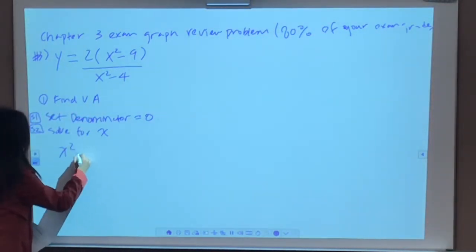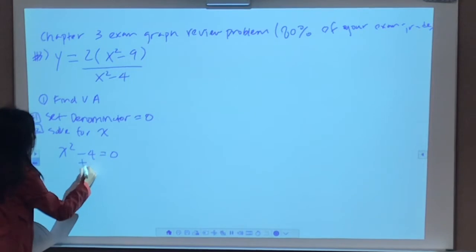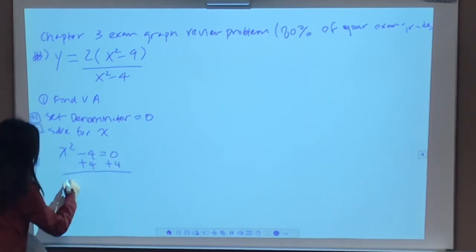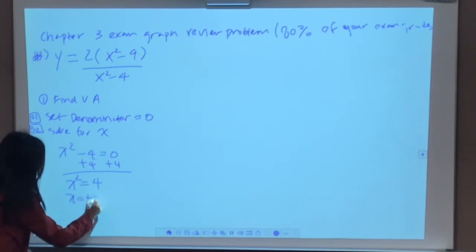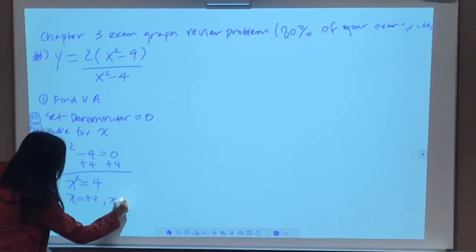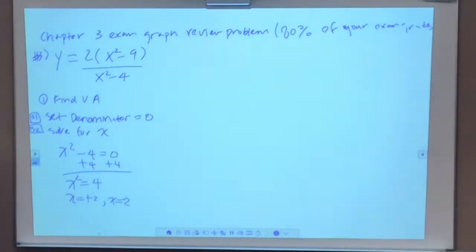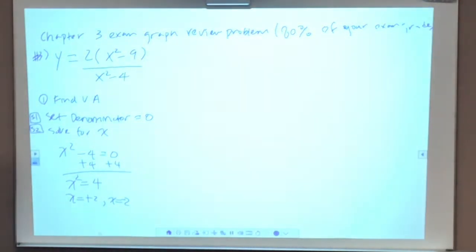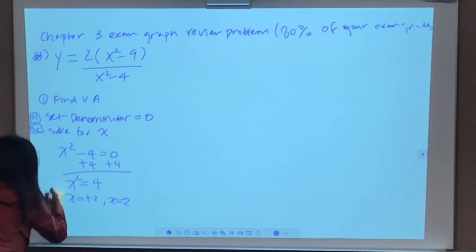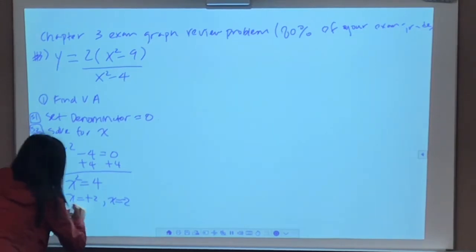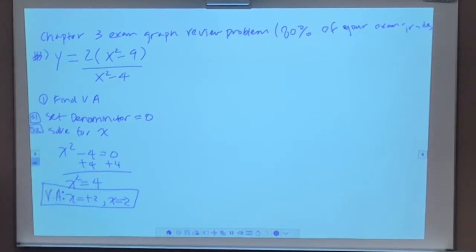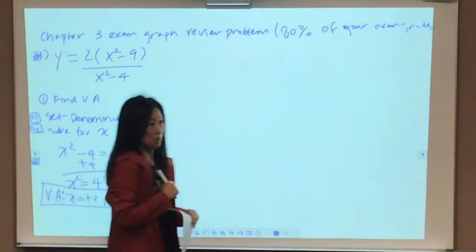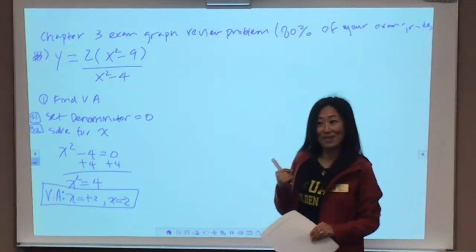So x squared minus 4 equal to 0, plus 4, plus 4, then I have x squared is equal to what? 4, so x is equal to what? Plus 2, or what? X is equal to what? Negative 2. So that is my vertical asymptote. Are you with me? Alright, first step. So we already got, by doing this, 5 points. Each one is what? 5 points. Are you with me?